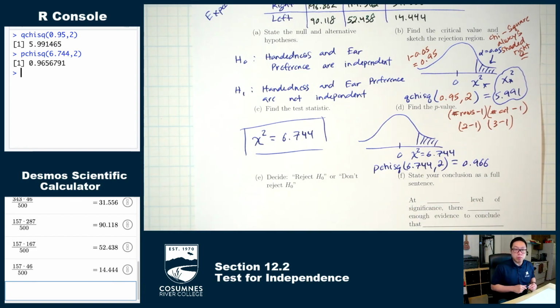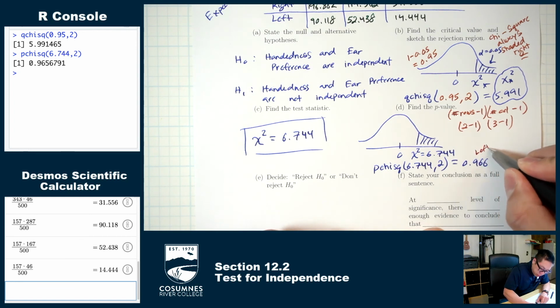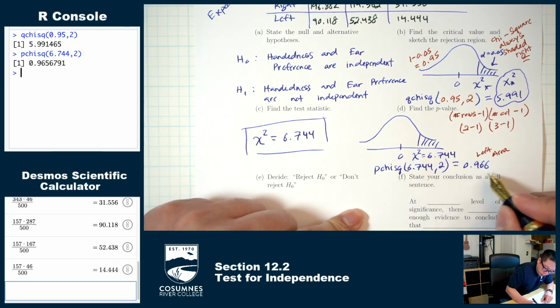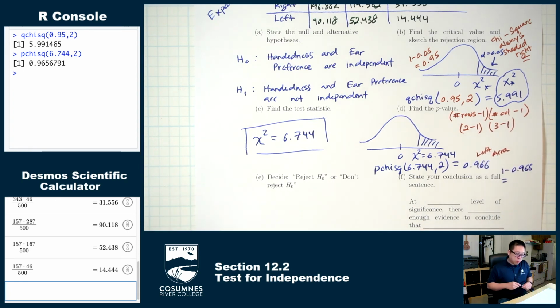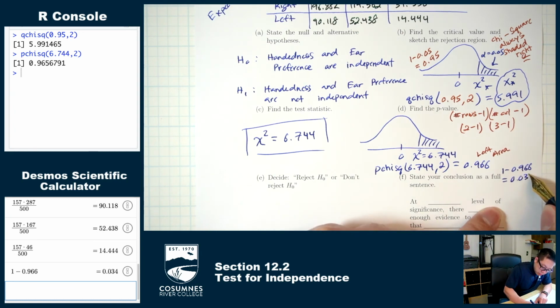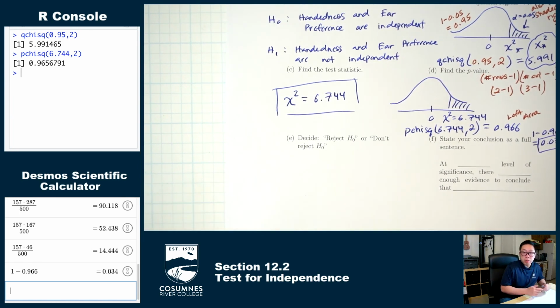And we know that can't be right because we expect pretty small numbers for p-values. And this is because p chi-square spits out the left area. But that's not what we're looking for here, right? We're looking for the area to the right. So to find the area to the right, 1 minus. One minus 0.966, 0.034. And that's our p-value.